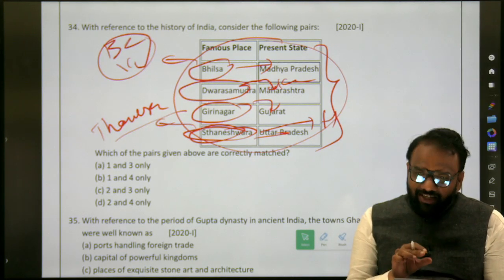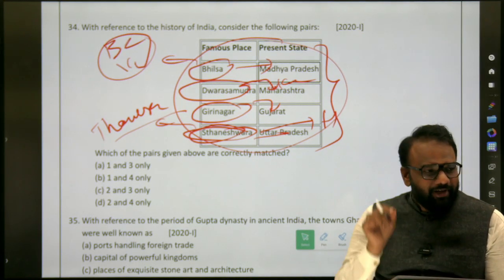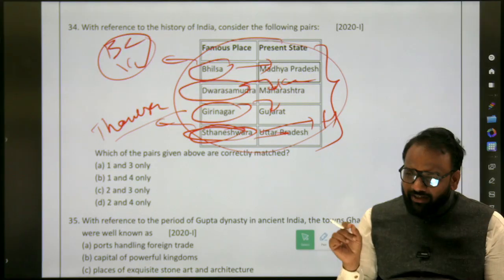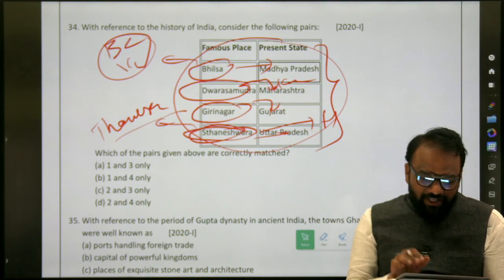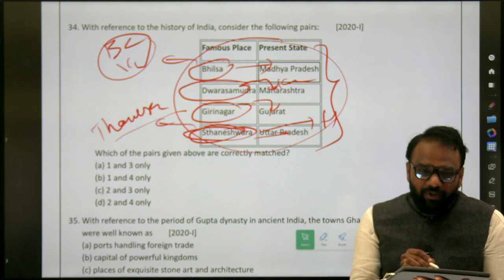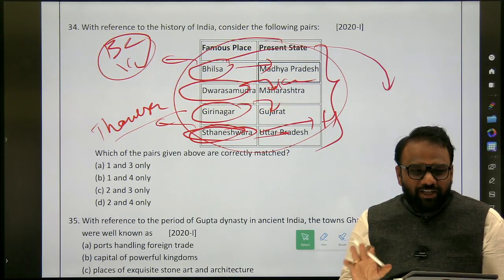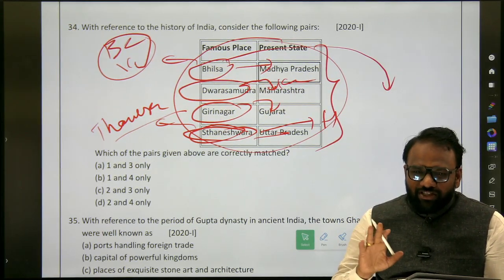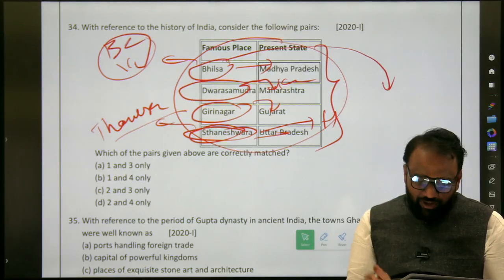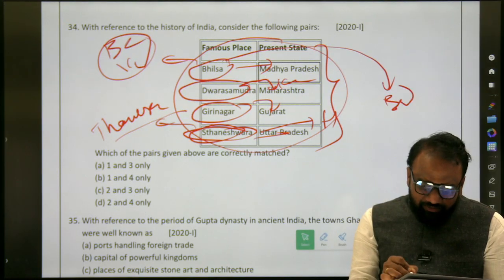Okay, so to answer this question, what are you supposed to do? All sites and the corresponding modern Indian state. Now for the question which has already appeared here, Bilsa, Madhya Pradesh. So what is this famous for? Is it associated with Jainism, Buddhism or Hinduism, Shaivism or Vaishnavism? Buddhism. You'll just write it, Buddhism.